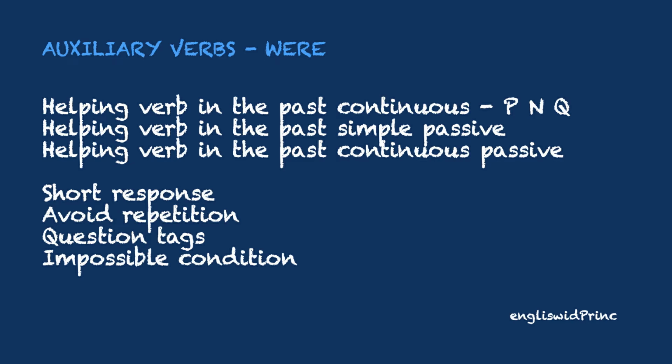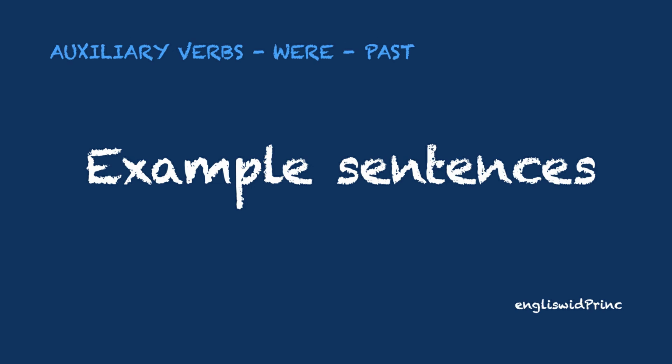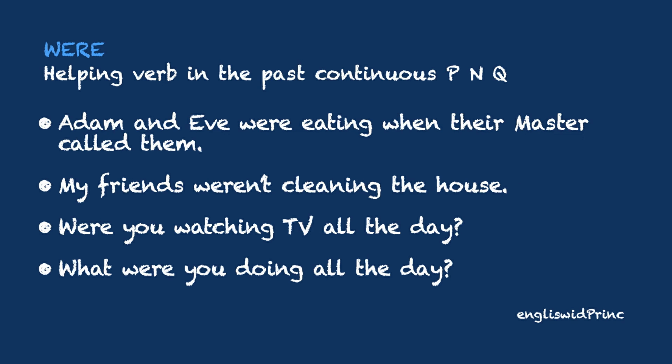And one more thing is added here is impossible conditions. Yes, we use were for impossible conditions. Let's see how these impossible conditions are used with were in the examples. Example sentences. First one, were as a helping verb in the past continuous positive, negative and questioning.